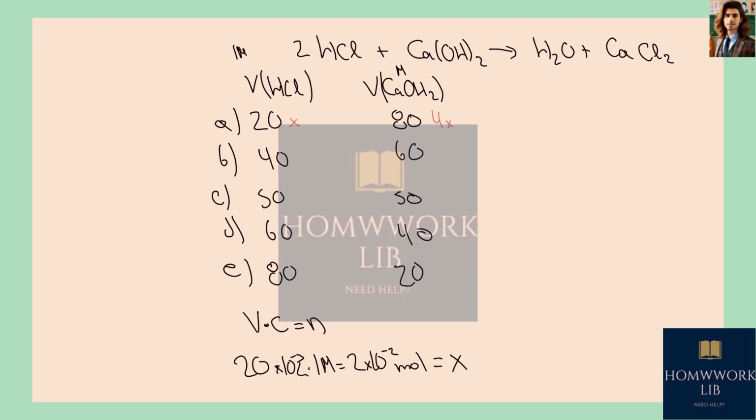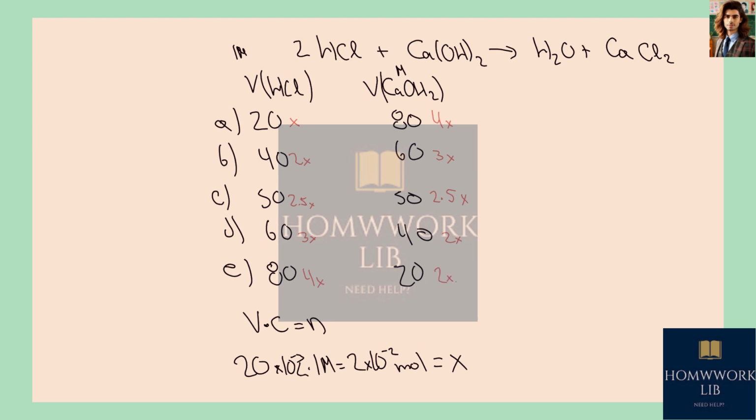In this case, we're going to have 2x and 3x. Here we're going to have 2.5x, 2.5x. Here 3x and 2x, 4x and x.